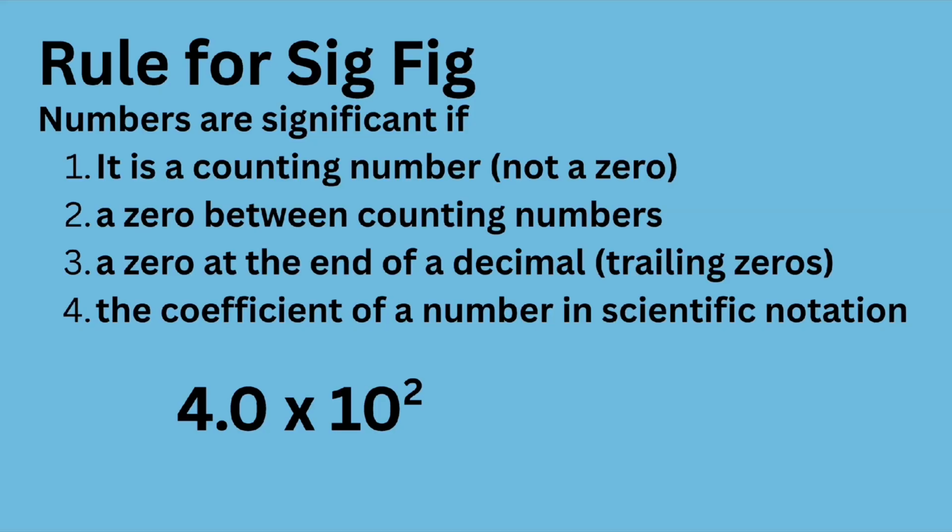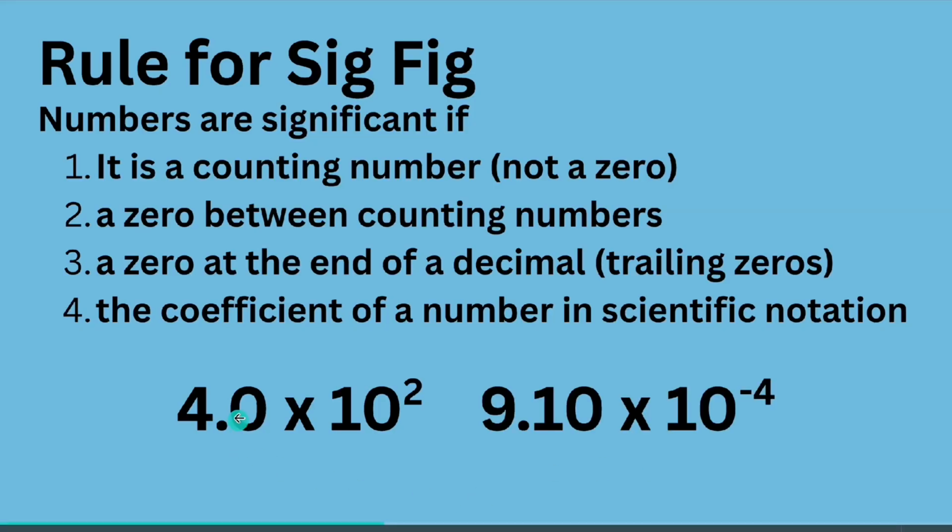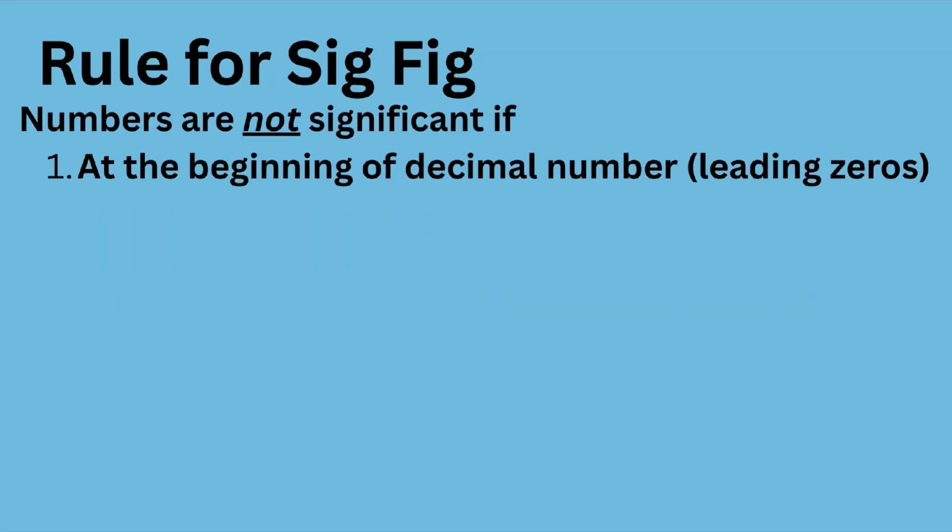Next, you have coefficients for your scientific notation. Coefficients for the scientific notation will always include significant figures. So if you have 1 zero behind the decimal or 2 zeros behind the decimal, those digits will be significant.